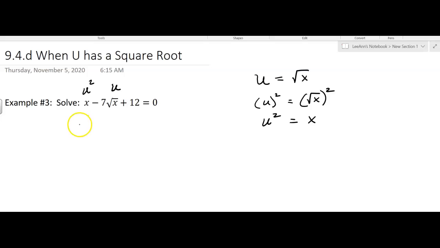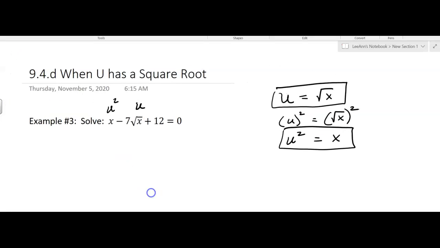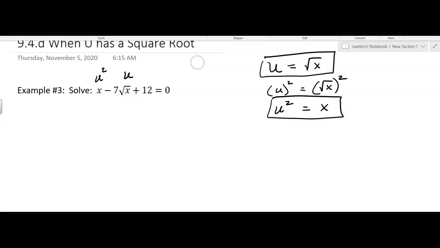So I get this equation then. So I'm identifying what u is going to equal. U is going to equal the square root of x here. And that works out because u squared then will be able to replace my x. So I get this quadratic equation now, u squared minus 7u plus 12 equals 0. Okay, now it's a quadratic equation. I solve the quadratic equation. So I'm going to factor.